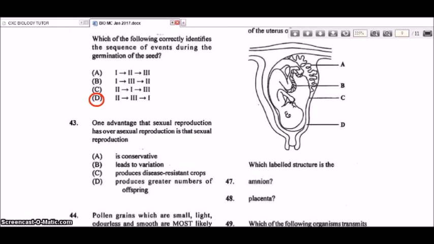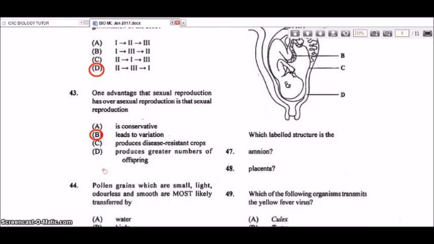Question 43. One advantage that sexual reproduction has over asexual reproduction is that sexual reproduction leads to variation. So you have differences forming. So sexual reproduction always produces variation, diversity. So B is the correct answer.